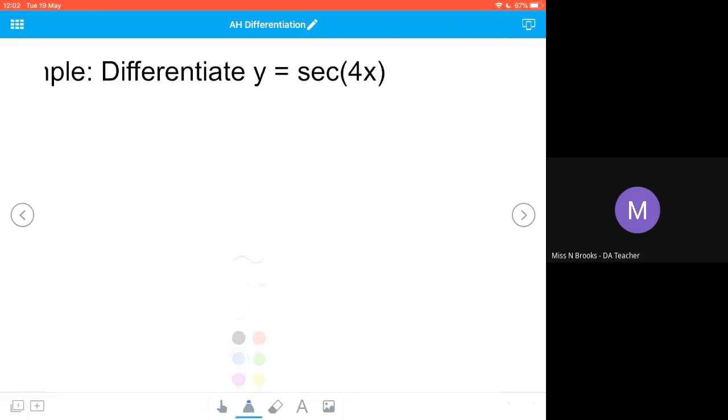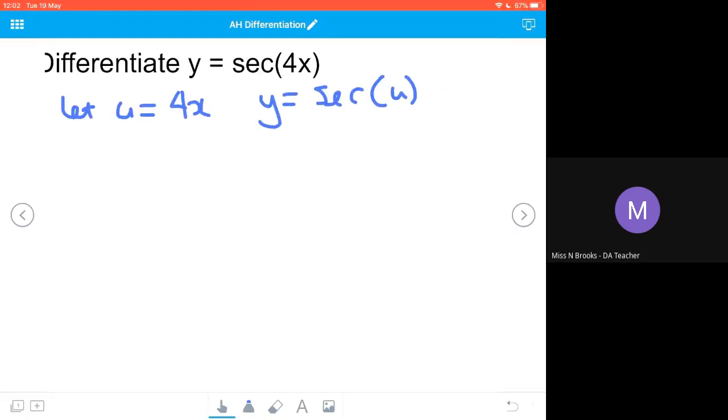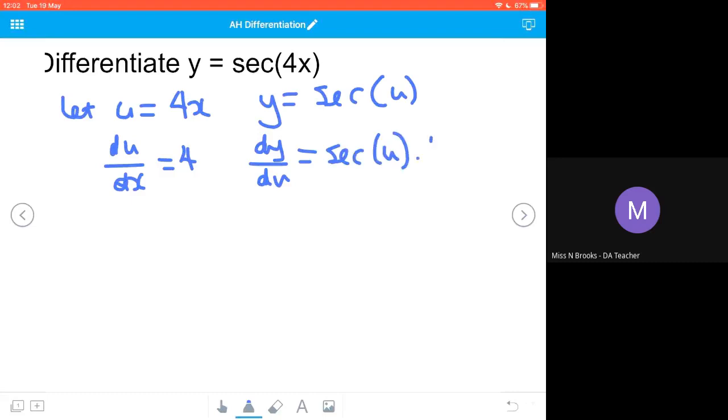This time, we're going to let u equal 4x, and y is going to equal the secant of u. Now, du by dx is going to equal 4, and dy by du is going to give us the secant of u multiplied by the tangent of u.